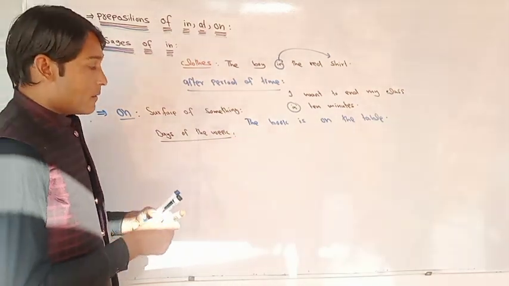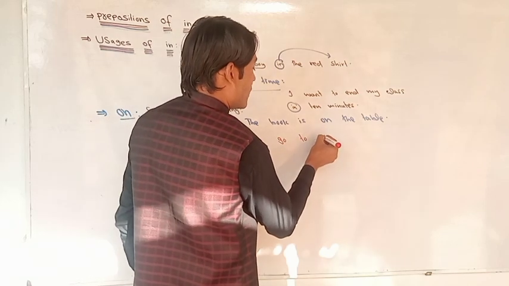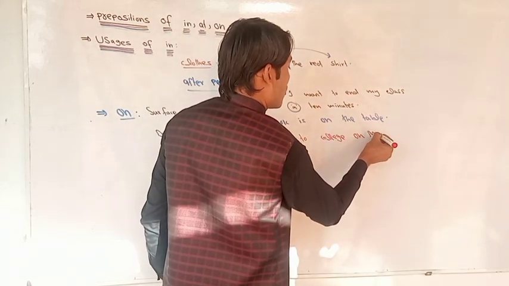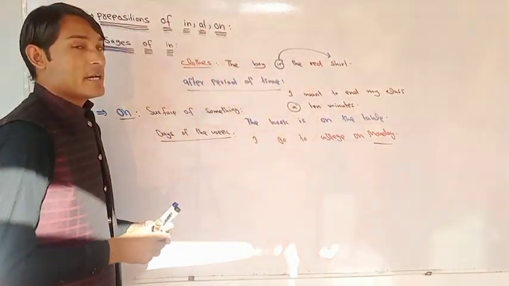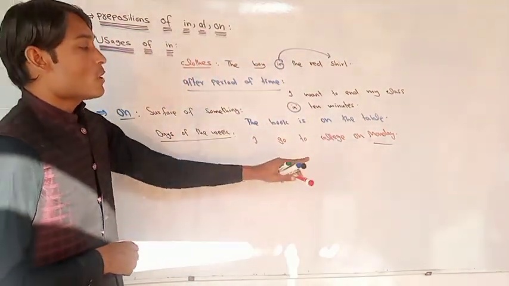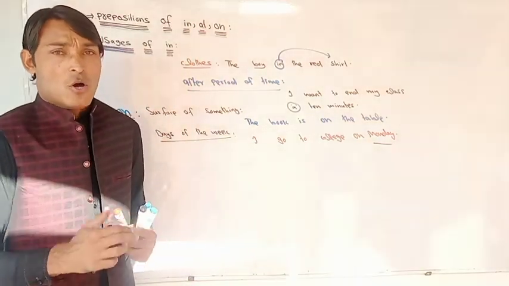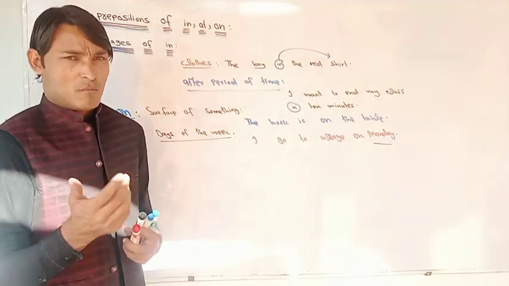For example, I say that I go to college, dash. I say on Monday. On Monday. So Monday is here what? It's the day of the week. So the day of the week, you can use "on" before all these 7 days. You can even use on Sunday morning, on Sunday afternoon, on Sunday evening is also possible here.